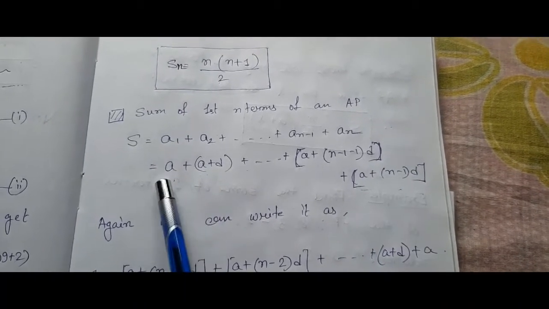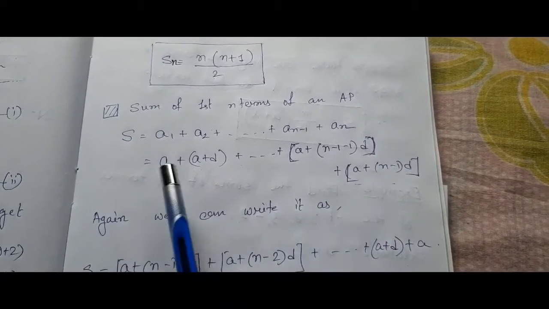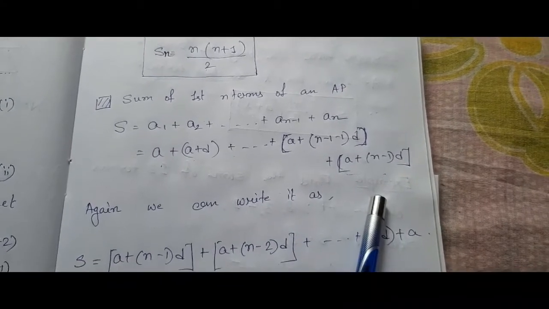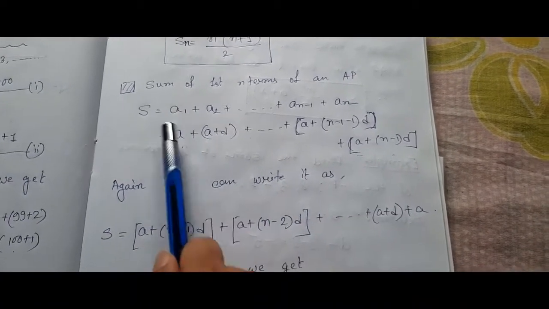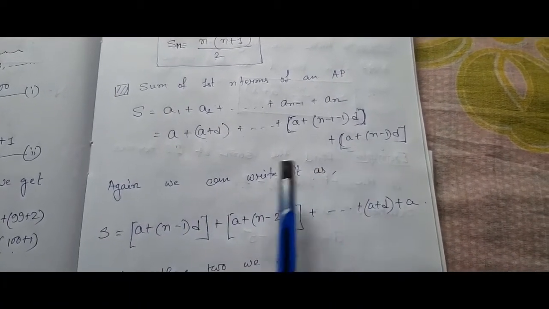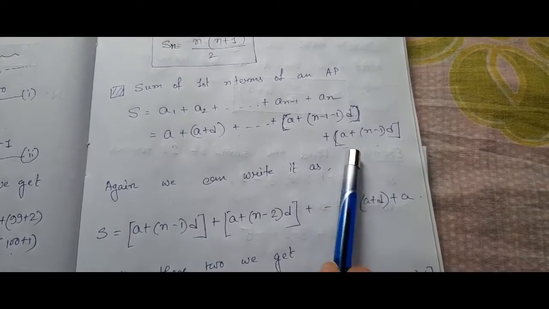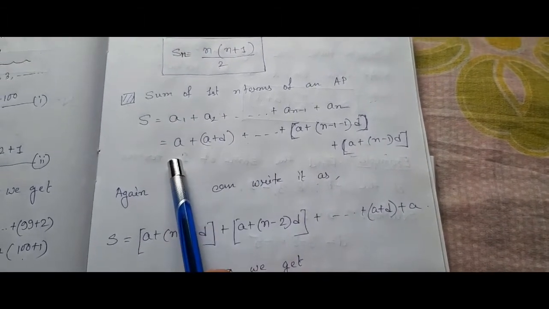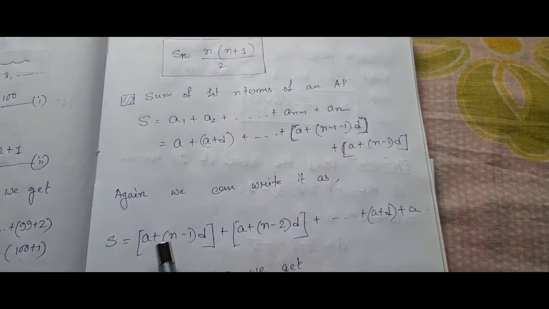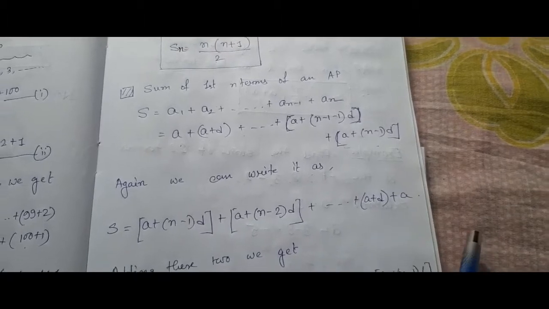Okay, now I have to find what will be the sum of this expression. So S can be written in this form. Again, S can be written as this plus this plus this plus a plus d plus a, in the reverse form. Both will be the same, right?